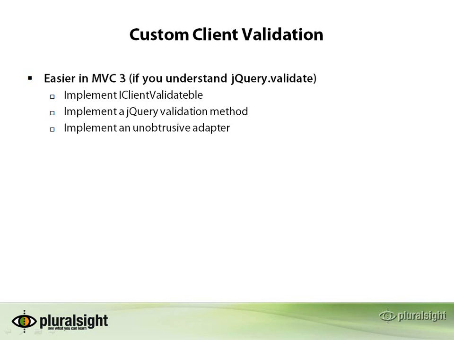There's basically 3 steps to the process. First, we're going to implement IClientValidatable on our custom validation attribute, which tells the MVC runtime that this attribute supports client-side validation, and we'll need to implement a method that puts together some metadata for the runtime. Then we're going to switch over into client script and implement a jQuery validation method and implement an adapter that takes the metadata and puts it into the format that the jQuery validation plugin understands.